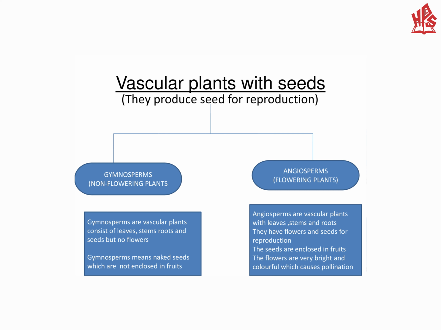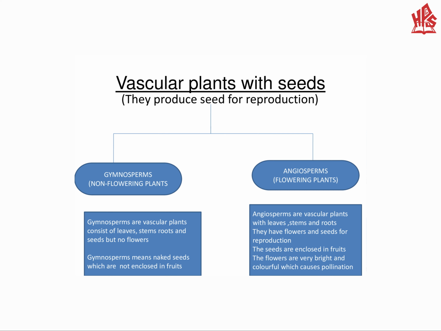As is mentioned, these plants can reproduce from seeds, and they can be further divided into two parts: gymnosperms and angiosperms. Gymnosperms are non-flowering plants, while angiosperms are the flowering plants. Gymnosperms are vascular plants consisting of leaves, stems, roots, and seeds, but no flowers. Their seeds are open, meaning not enclosed inside a fruit or flower.